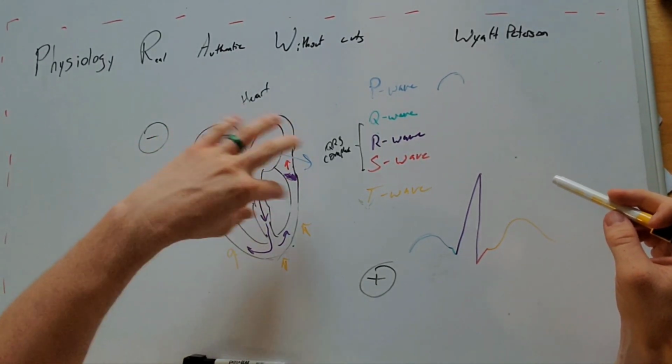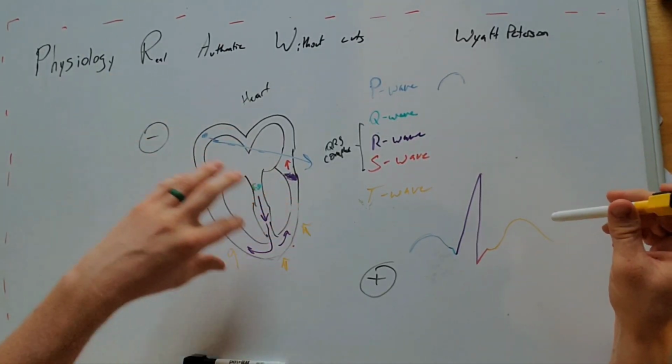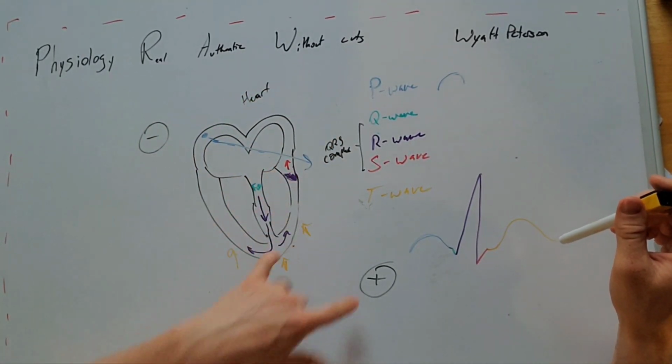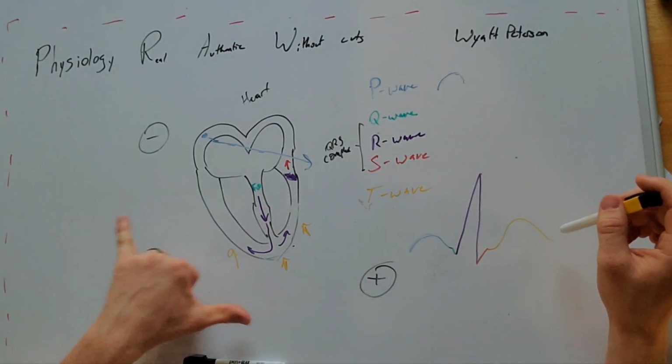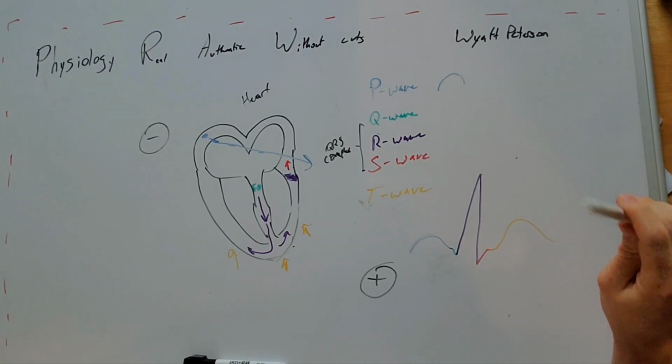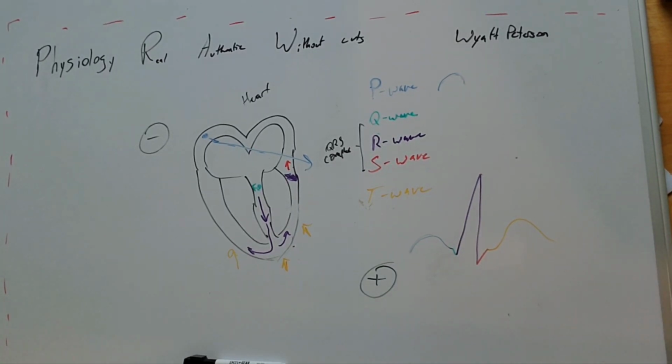So yeah, that's the flow of the charges that go through the heart, and the charges determine the waves. And the waves are kind of determined by the orientation of these two nodes, and that's pretty much how that goes.